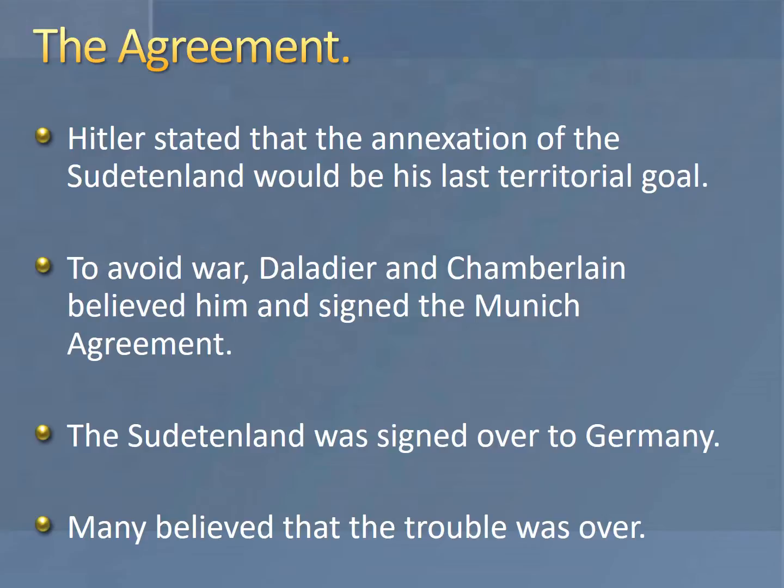So remember, a lot of the World War I memories are still fresh in a lot of these people's minds. So to avoid a possible war, Daladier and Chamberlain believe Hitler, and they sign what's called the Munich Agreement. And what this stated was that the Sudetenland would be signed over to Germany, and Germany has control of this part of the territory of Czechoslovakia now. And many believe that this would be the end of it. People thought, okay, Hitler's satisfied, everyone else is happy, we can go on about our lives. Well, that's not going to be the case, unfortunately.